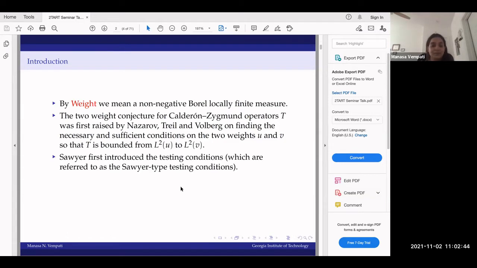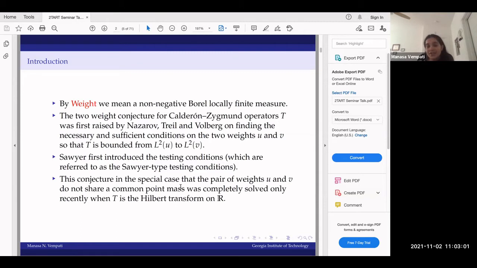Sawyer was the one that gave a tool to tackle this problem, and since it was given by Sawyer, to date we call them Sawyer testing conditions. This served as a major tool for the investigation done by Nazarov, Treil, and Volberg. This conjecture, in the special case of the Hilbert transform on R, was completely solved only recently, when the pair of weights u and v do not share a common point mass.